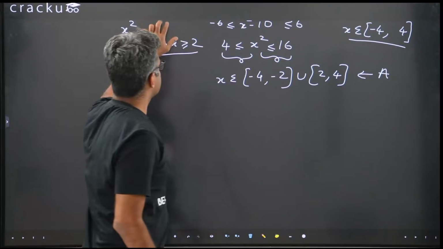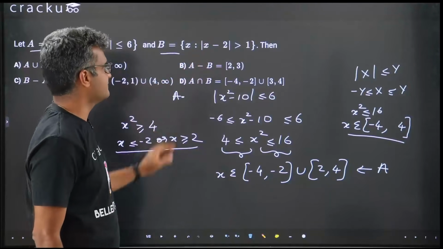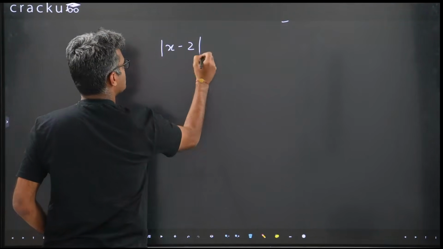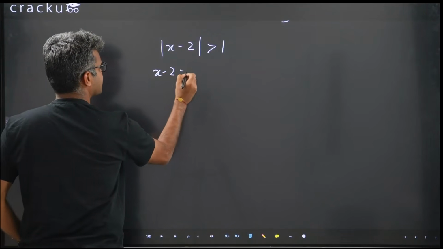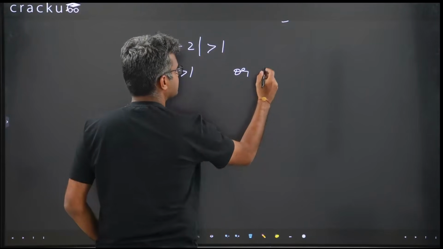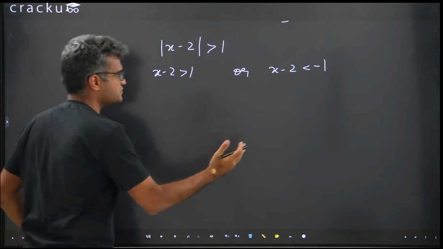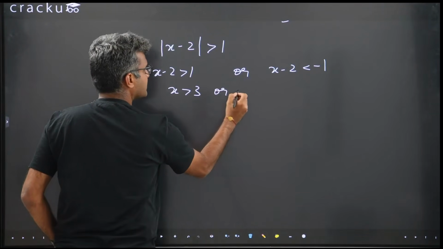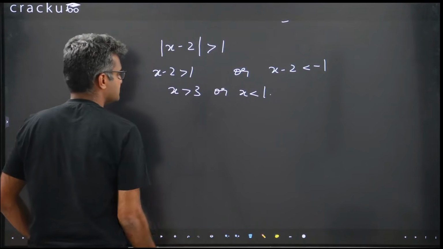What about set B? Set B will tell us that modulus of x minus 2 is greater than 1. If modulus of x minus 2 is greater than 1, it would imply that either x minus 2 is greater than 1 or it would imply that x minus 2 is less than minus 1. One of these two has to happen. So either x is greater than 3 or x is less than 1. This is the value of B.